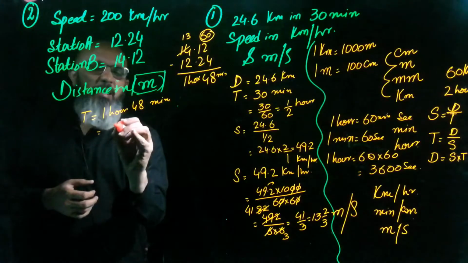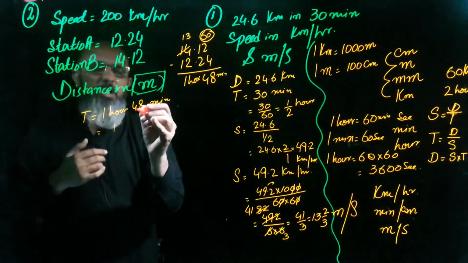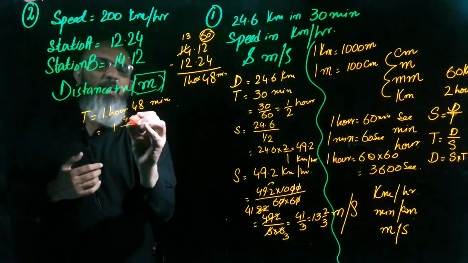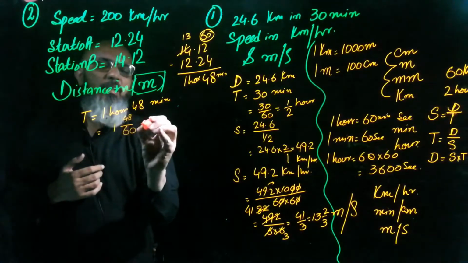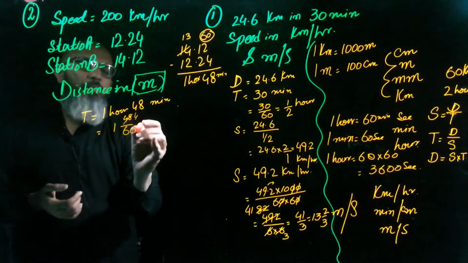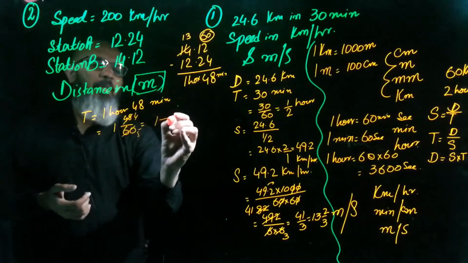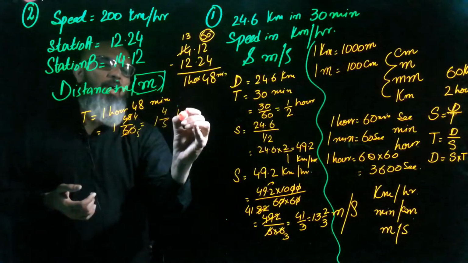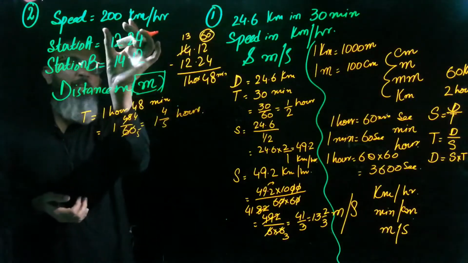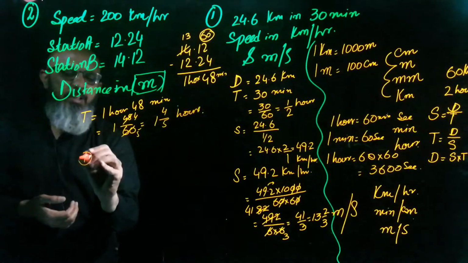Time is 1 hour and 48 minutes. If we change 48 minutes into hours, it means 48 over 60, right? So you can simplify it using the table of 4: 12 4s are 48, 12 5s are 60, means 4 over 5 hours. That is your time duration. Your speed is given to you. Now its calculation is easy.